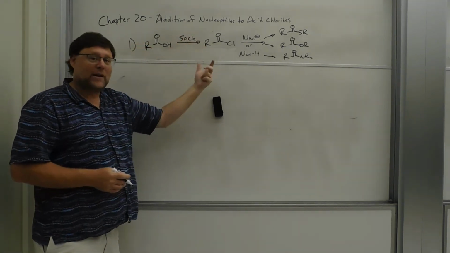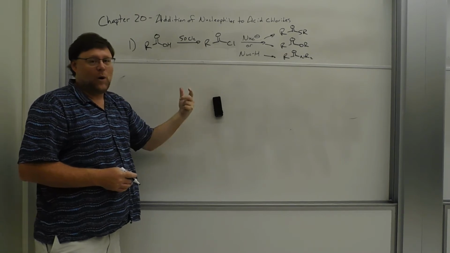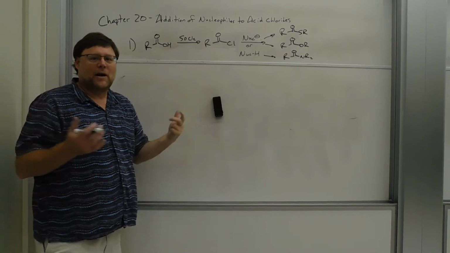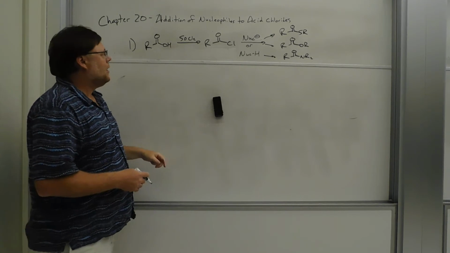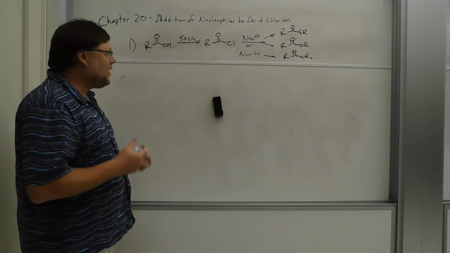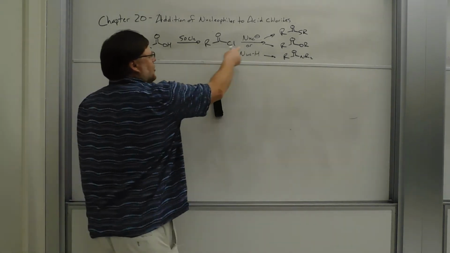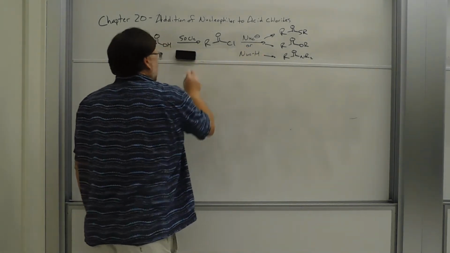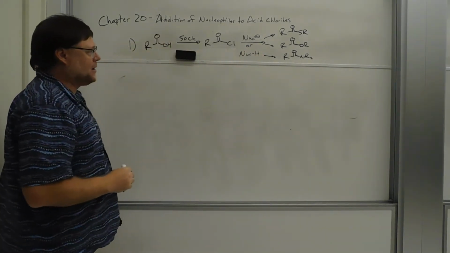Acid chlorides are really unstable. They're very sensitive to water. It's summer in North Carolina. There's a ton of water in the air. And so these start hydrolyzing as soon as you make them, basically. All right, but if you can make them, then you can treat them with a nucleophile and get a whole variety of carboxylic acid derivatives.